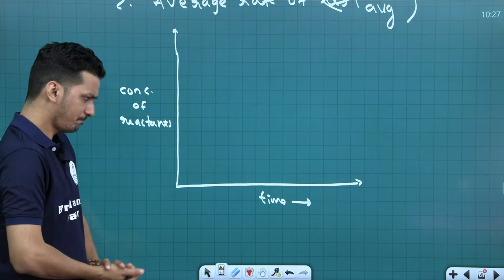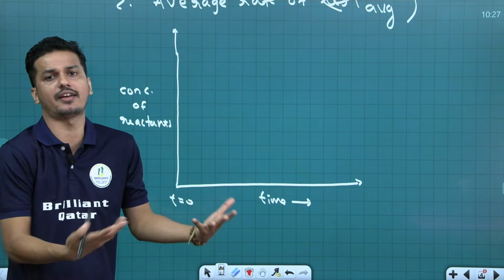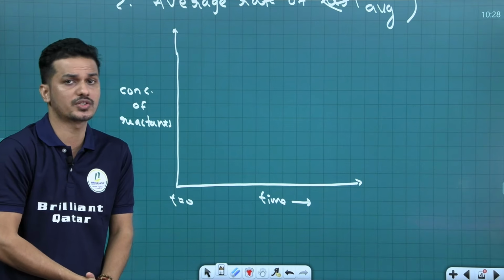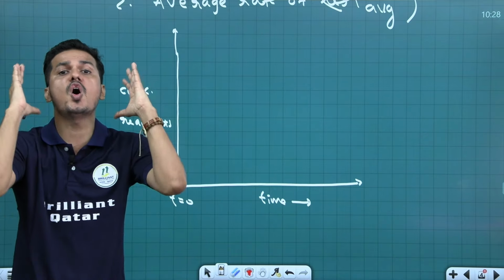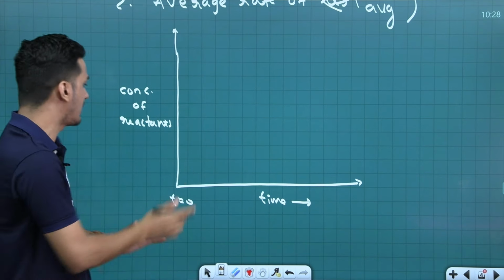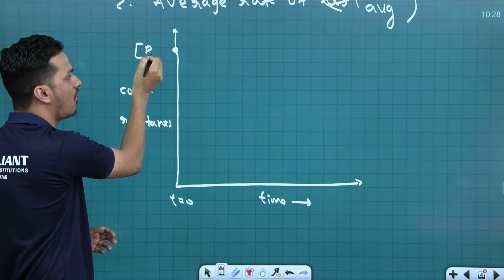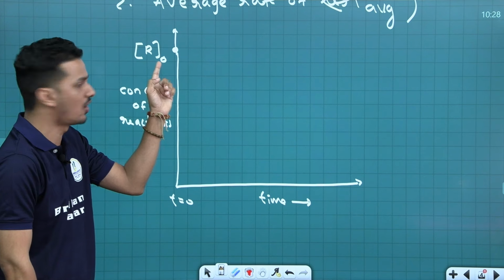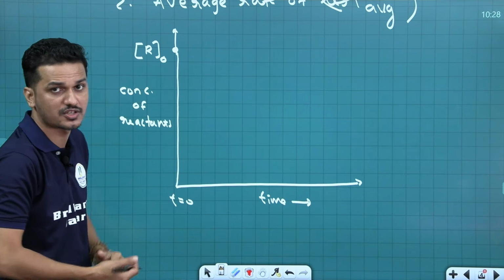Tell me, at time t equal to 0, when I start the reaction, what will be the concentration of reactant? At t equal to 0, maximum reactants will be there. We represent that as concentration R0, which represents the initial concentration of reactant.